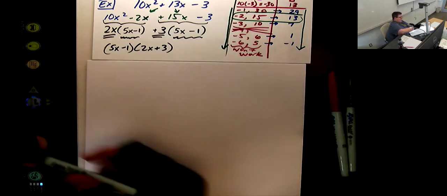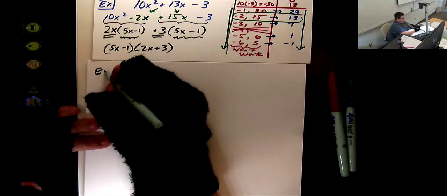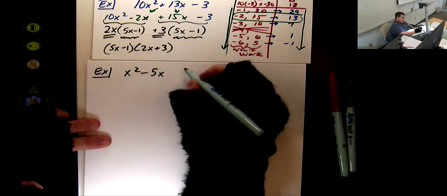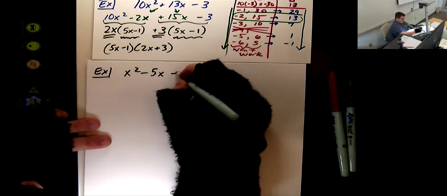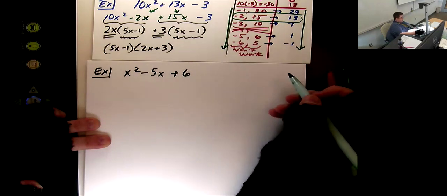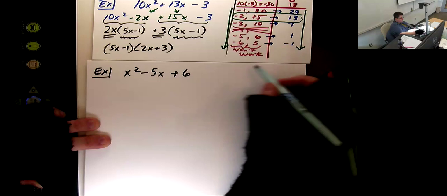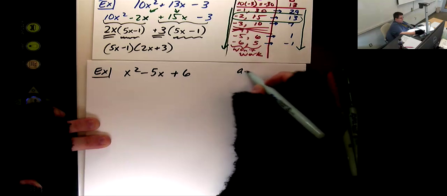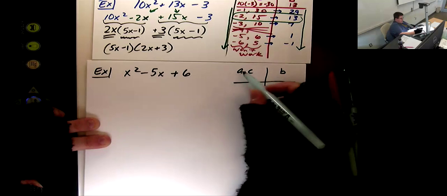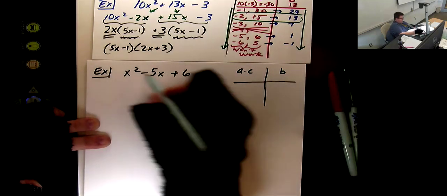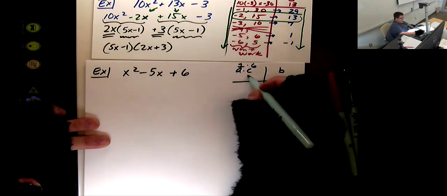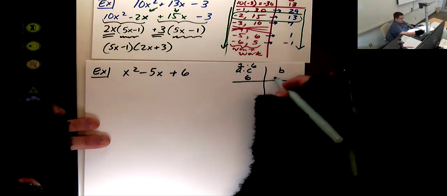This table is easier if the number in front is a 1. This whole process is easier. A times C, there's a 1 out front for the A. A is 1. C is 6, so A times C is 6. And B is -5.